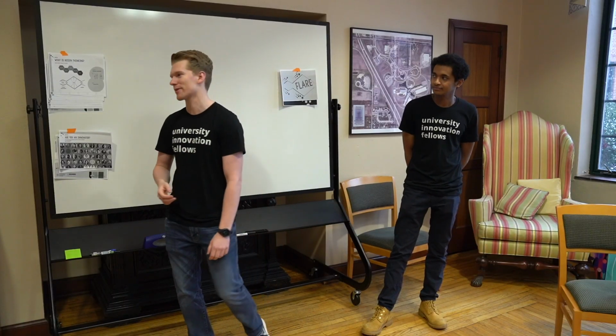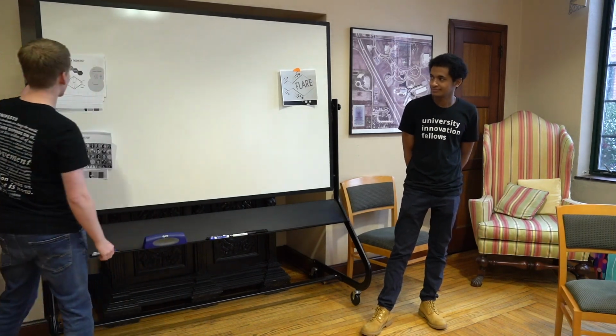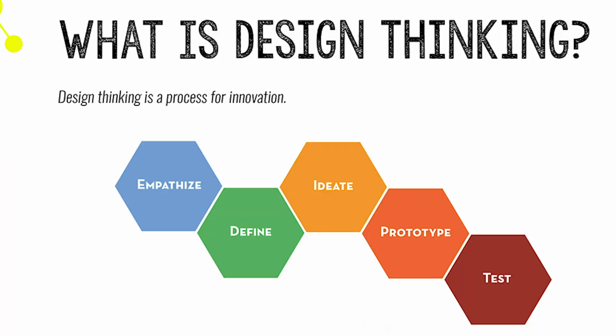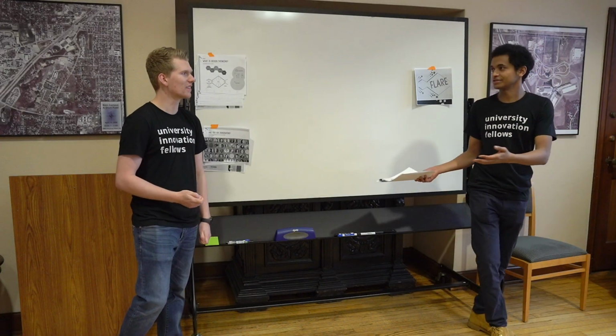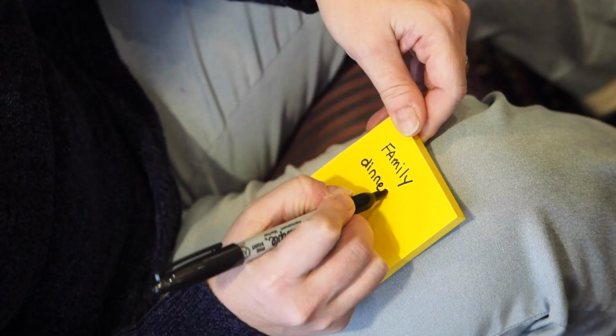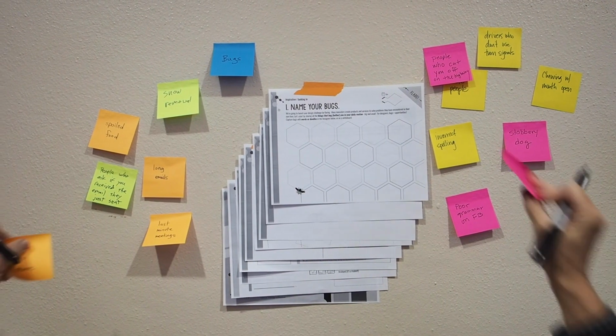So now what we're going to do is explain the steps of design thinking. If you can see these hexagons on your slide deck. The first step of design thinking is to empathize with your problem. The second step is to define. Basically, as Daniel mentioned, defining the problem. Like, what is your problem? What do you want to delve into, or what do you want to focus on?